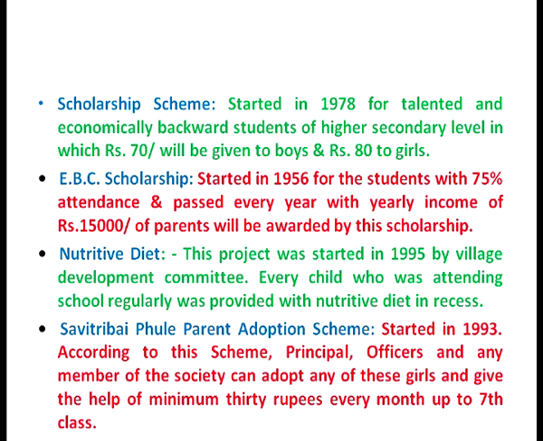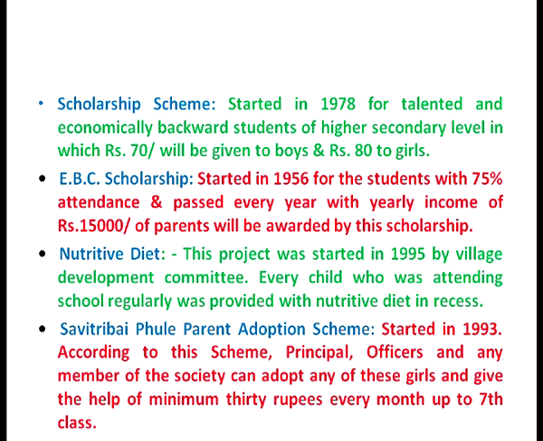Then another scheme for economically backward children was the Savitribai Phule Parent Adoption Scheme. This scheme was started in 1993. According to this scheme, the principal, officers and any member of the society can adopt any of the girls and give the help of a minimum of 30 rupees every month up to 7th class.